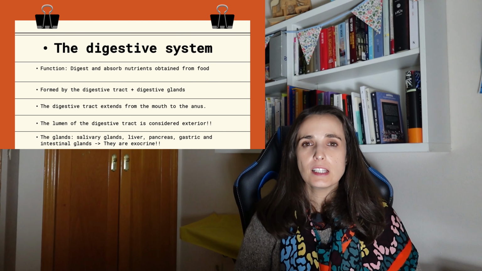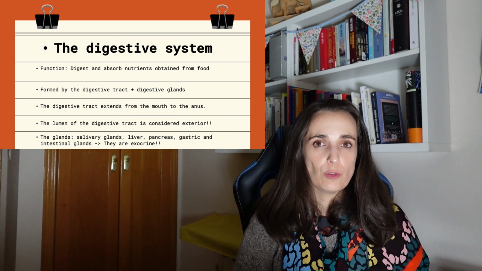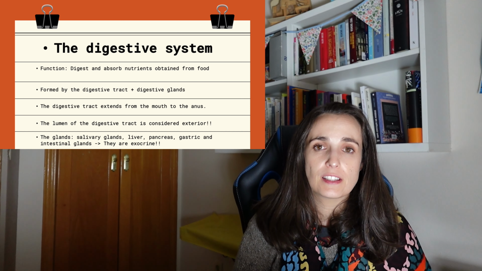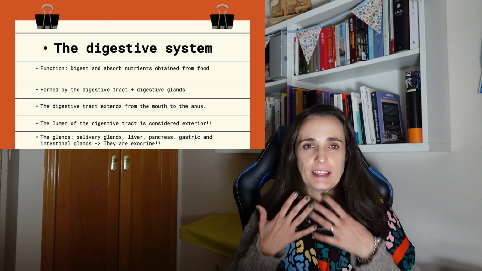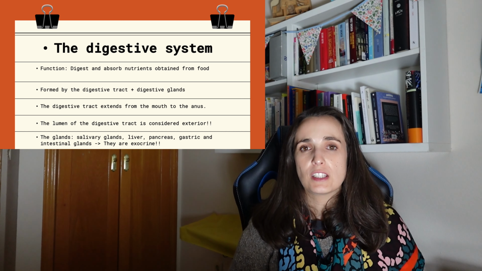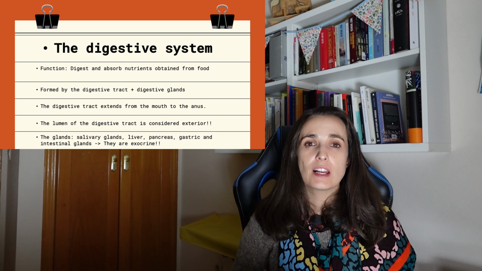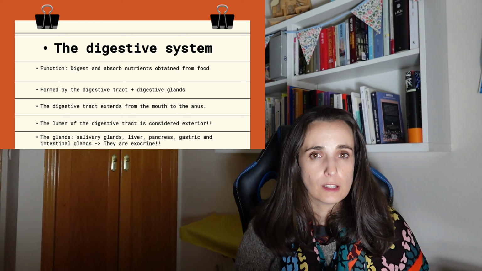The digestive system is in charge of digesting the food we eat, to take and absorb from it the nutrients. It is formed by the digestive tract, starting in the mouth, finishing in the anus, and all the digestive glands which are associated to the digestive system.